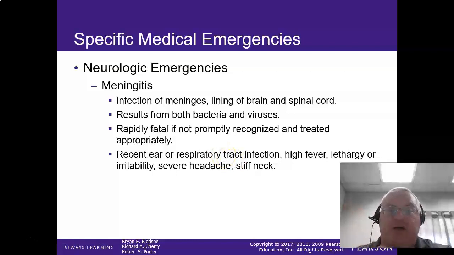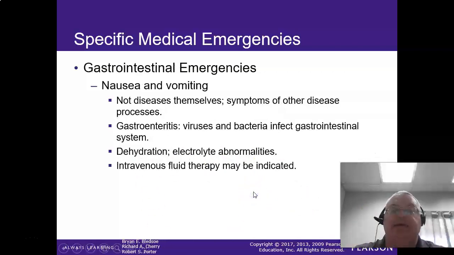Meningitis is an infection of the lining of the brain. It can be bacterial or viral. Bacterial is very highly transmittable, very highly contagious. So make sure that you've got your mask on if this is the case.